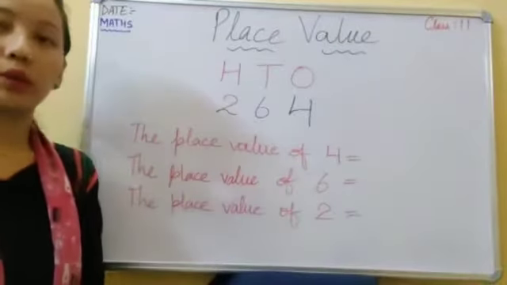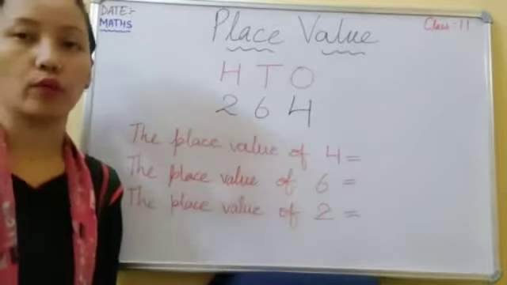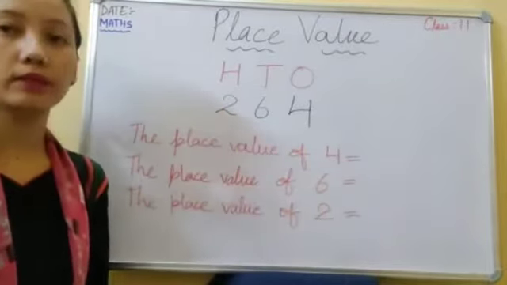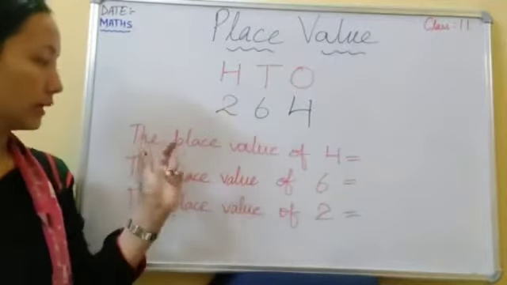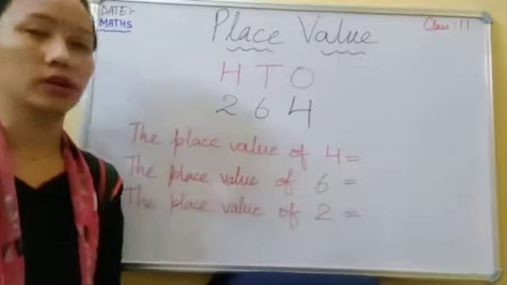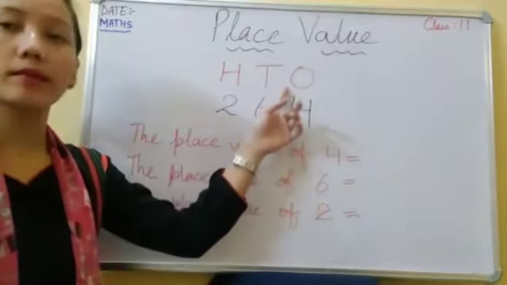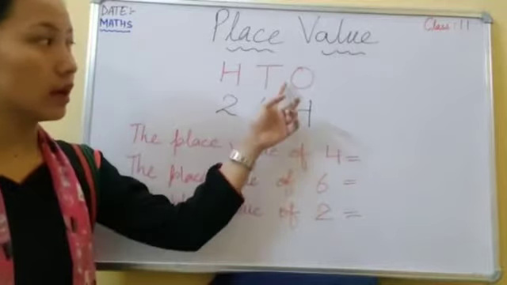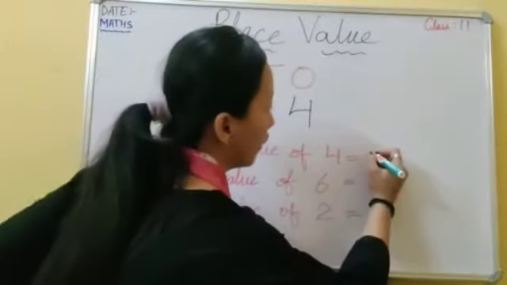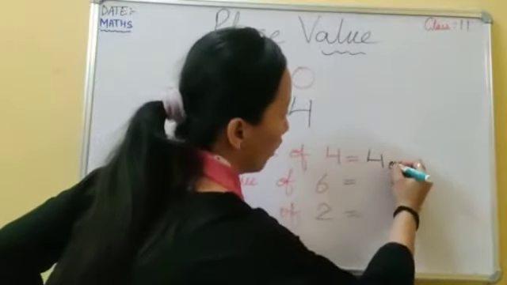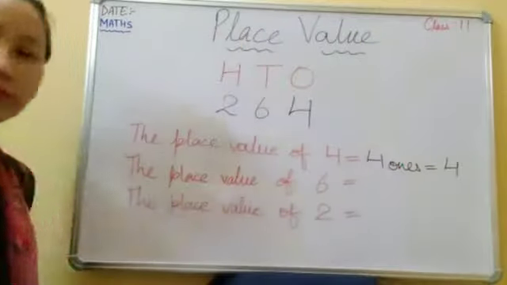Okay, now students, look here. Here we have the number 264. Here you have to write the place value of the given number. Alright, now tell me the place value of 4. Here you can see 4 is under ones place. It is in ones place. So we will write 4 ones or 4.